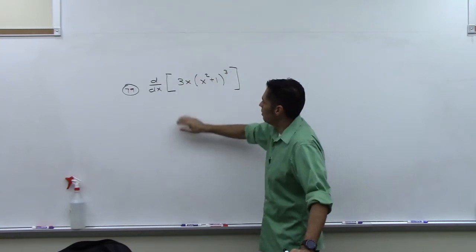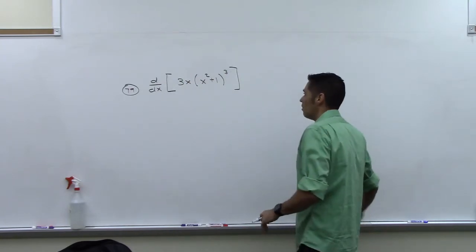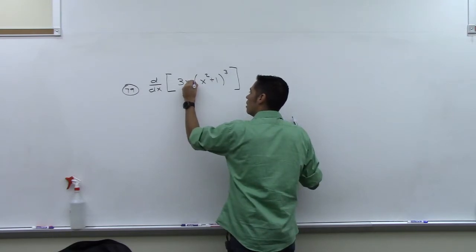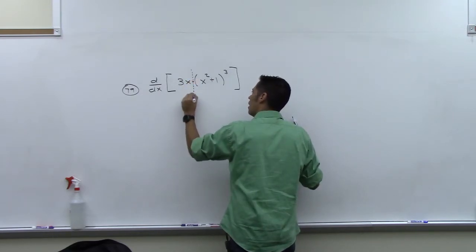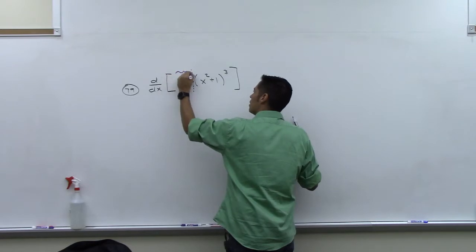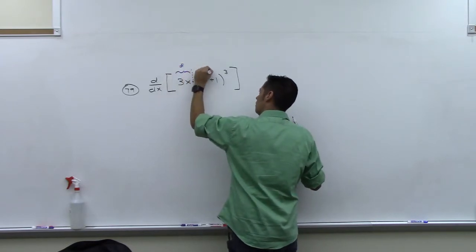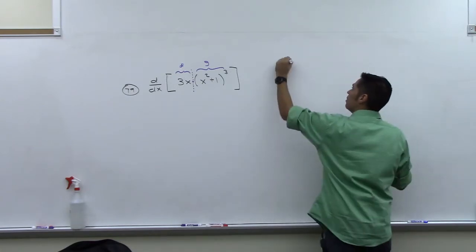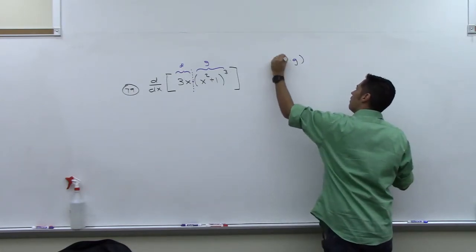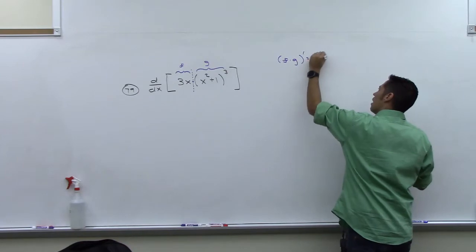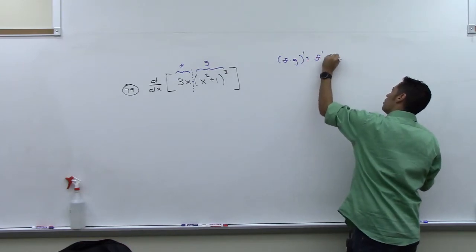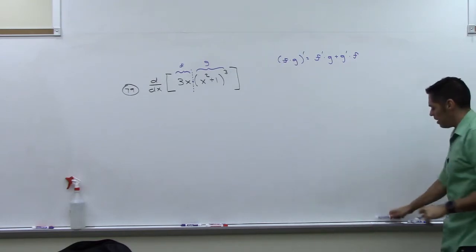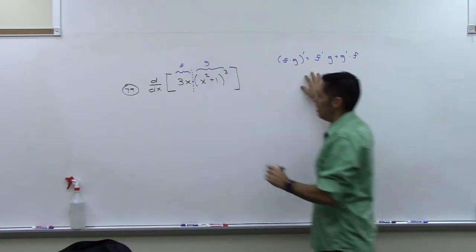So we can't just bring the 3 for the ride. We're going to notice that we have multiplication right there. That means that this piece is like our f, and this piece is like our g, and we have the product rule here. So the derivative of f times g is f prime times g plus g prime times f. So basically, I'm just going to use that formula and rewrite everything here.